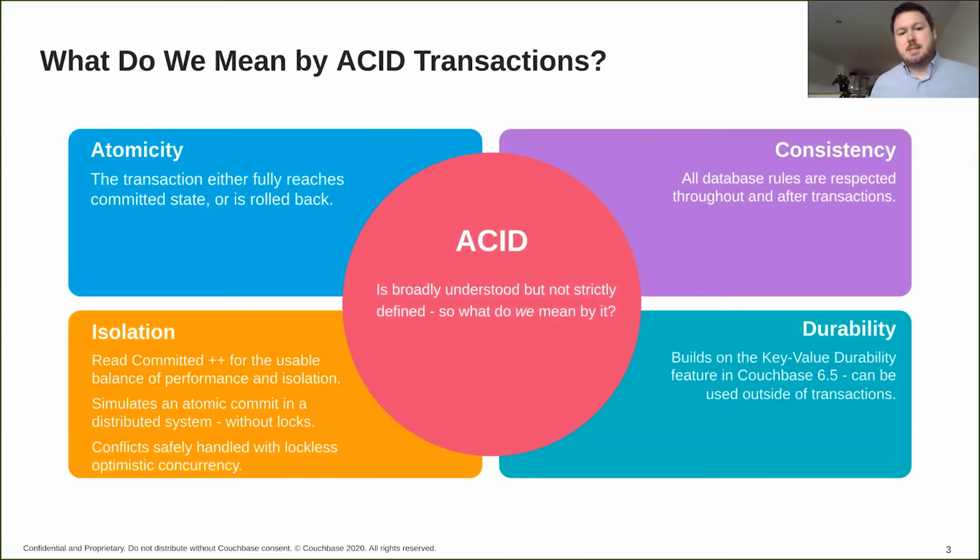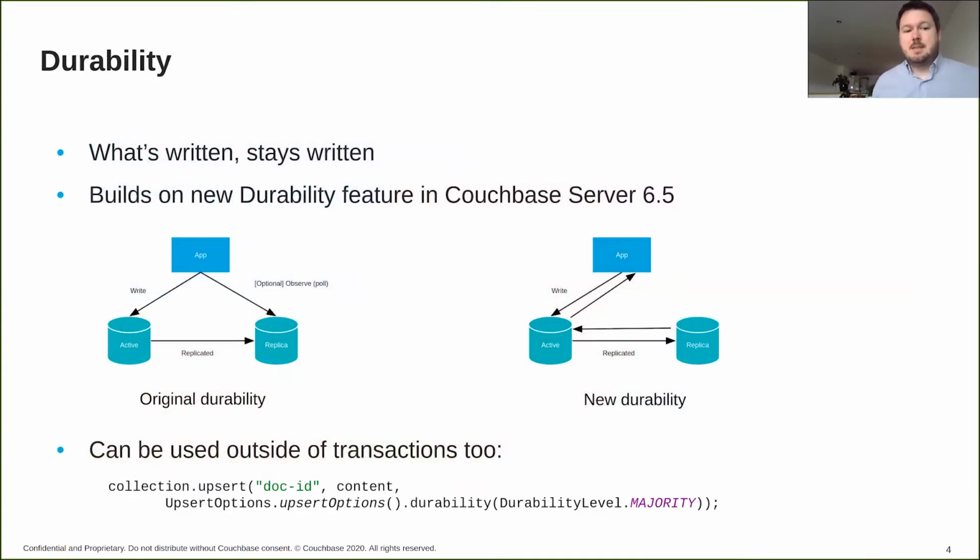Before we start, let's briefly define our terms, because ACID is broadly understood, but it's not strictly defined. So what do we mean by it? As you probably know already, ACID stands for atomicity, consistency, isolation, durability. Let's start at the last one first, as it's easiest. Durability means that what's written stays written.